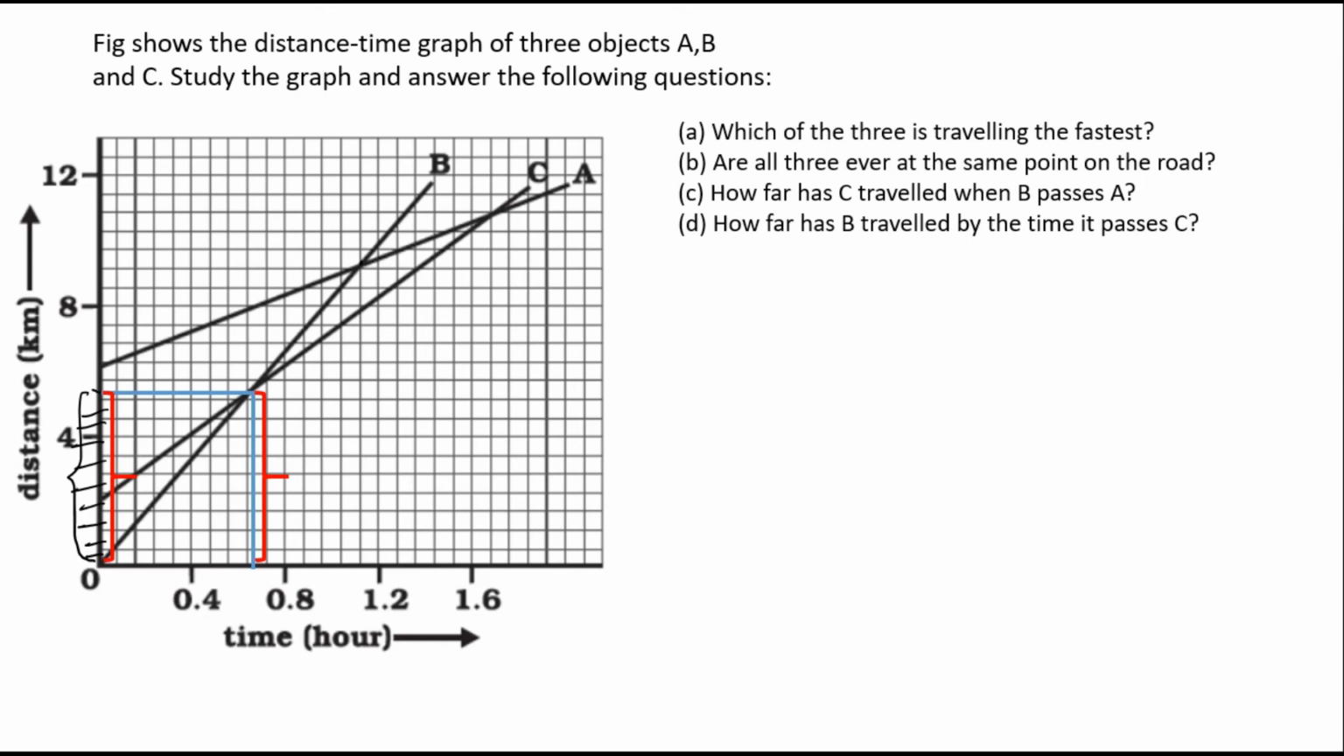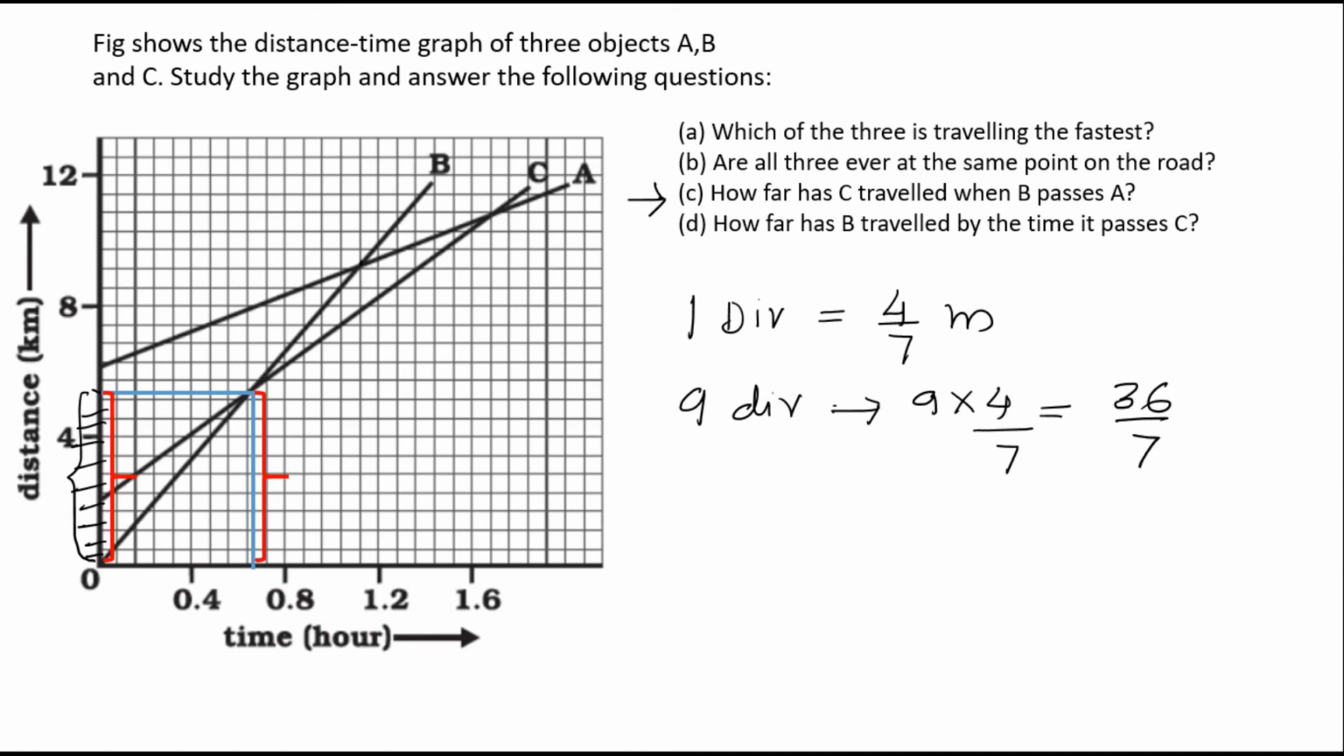We have already seen that one division is equal to 4 by 7 meter, right? In the previous example, which was of C. So if one division is 4 by 7 meter, what does 9 divisions mean? It is equal to 9 into 4 by 7, that is 36 by 7, which is equal to 5.1. You can even consider this as 9.5 and calculate your own value. So this is the approximate distance. So 5.1 meters is the answer for the last option.